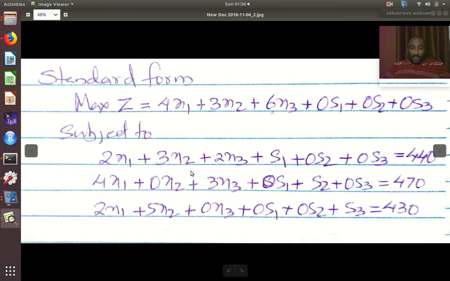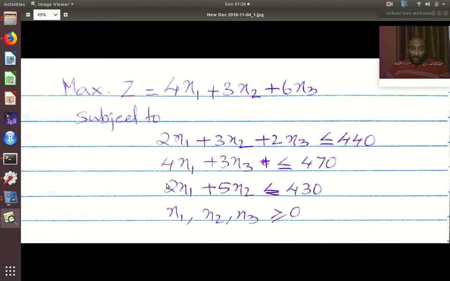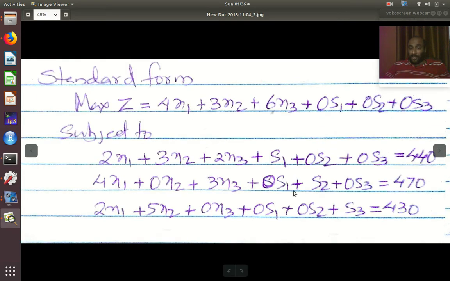Here we can see that the first inequality is made into an equation by introducing S1, and the other two are 0. There was no term of x2 here, so we just introduced 0x2 here. Like this, we have S2 here, with 0s1 and 0s3, equal to 470. The inequality changed to equality by introducing S2, and similarly we have 0x3 here, 0s1 here, 0s2 here and S3, and this inequality changed to equality.